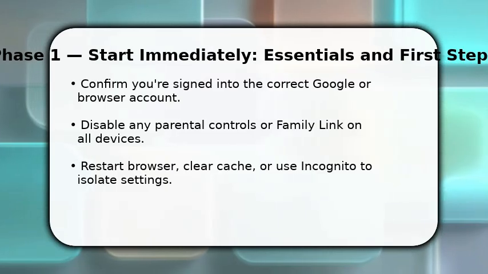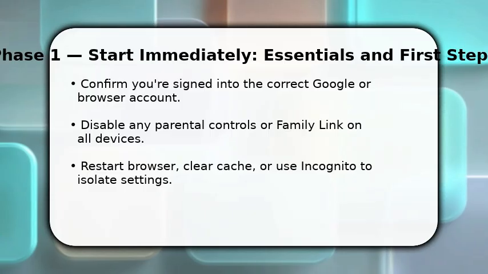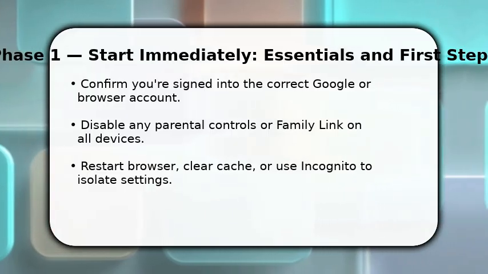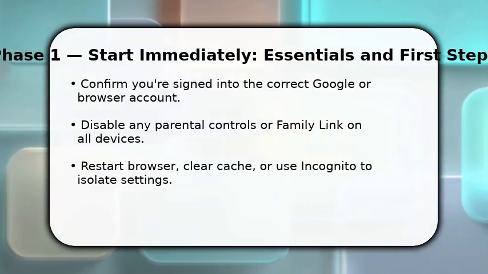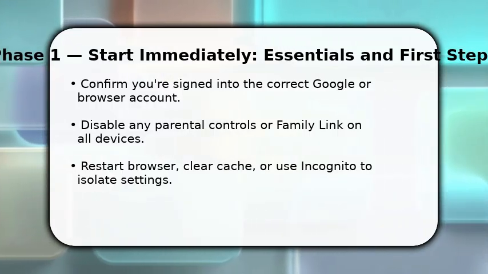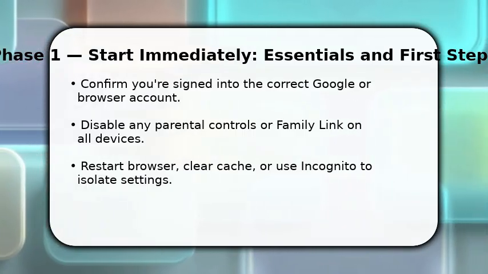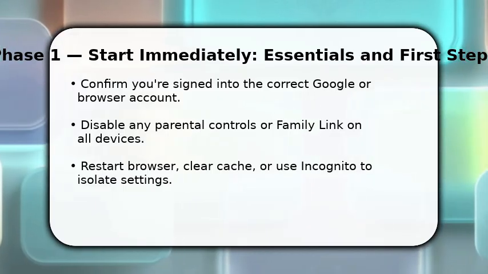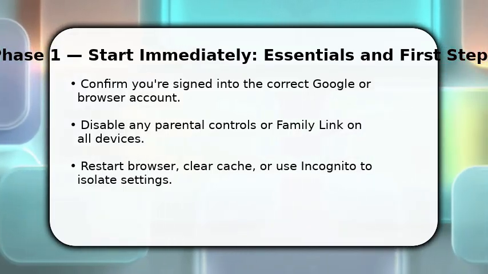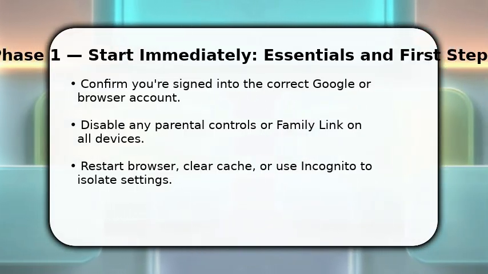You begin by confirming the account and device where SafeSearch is stuck. This matters because settings can be enforced per account or by a router. Sign into Google and then check Family Link or any parental control app. Turn them off if active. Once done, restart the browser and clear cache, or open an incognito window to test. These first steps separate local browser glitches from account or network-level enforcement, so you know where to focus next.